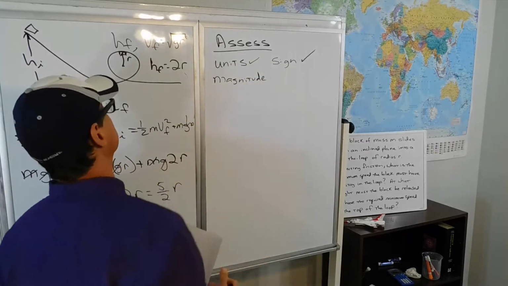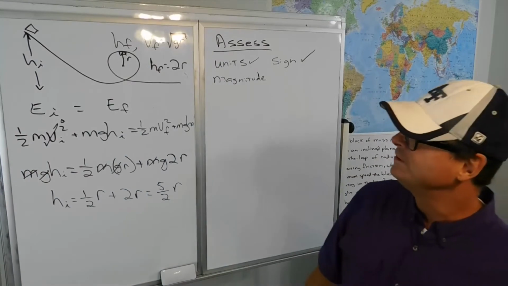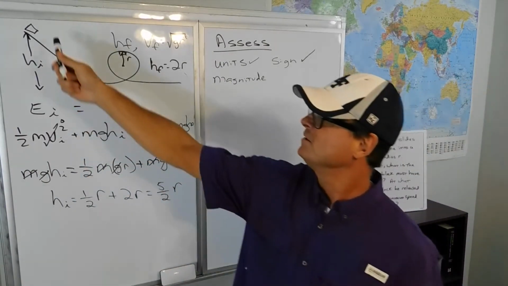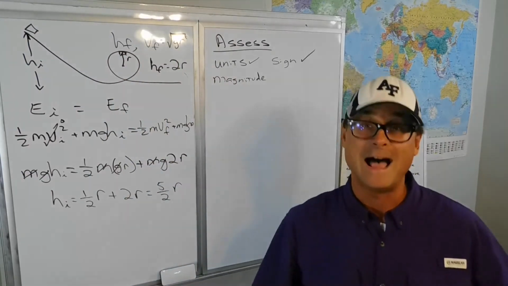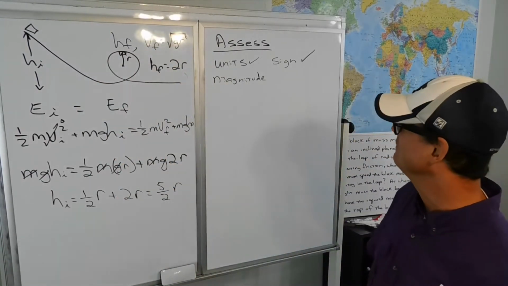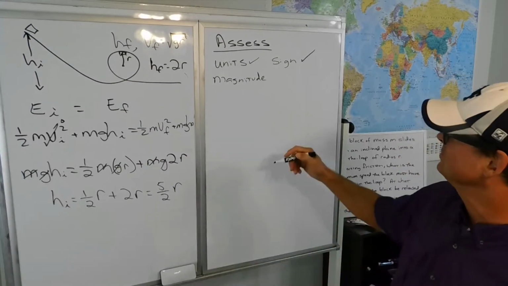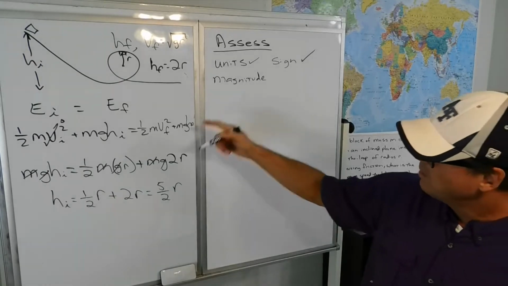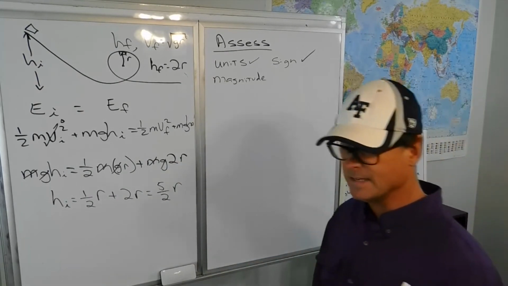Let's think about this a couple of ways. First of all, we know intuitively that if you're going to slide down and make it around the loop, your starting height needs to be higher than the final height. Otherwise, you've got no velocity, even if there's no friction. There are no frictional losses. Energy is conserved. So we know 5/2 r is bigger than 2r. That kind of makes sense.